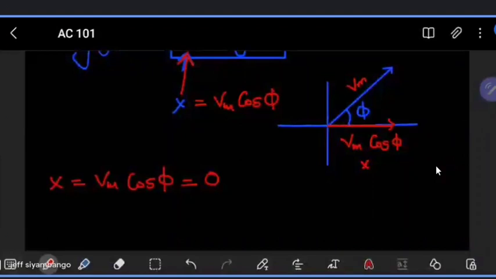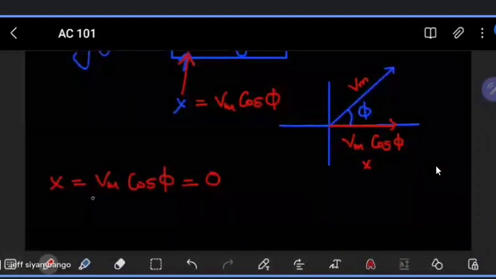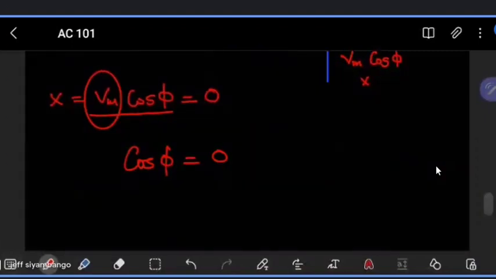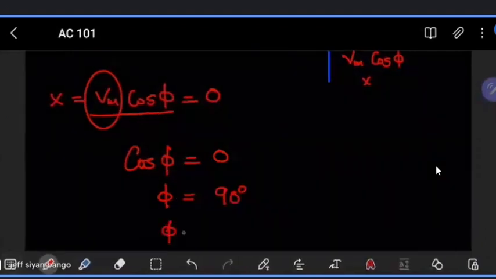Okay. So for this to be equal to 0, V max here cannot be 0, because we're saying we're supplying this circuit with something. So it only makes sense that it has to be cos phi which is equal to 0. When does cos give us 0? Cos will give us 0 when the angle is either 90 degrees or 270 degrees. These are the two circumstances where cos will give us 0, if we're dealing with a range from 0 up to 360. So be careful with the range.